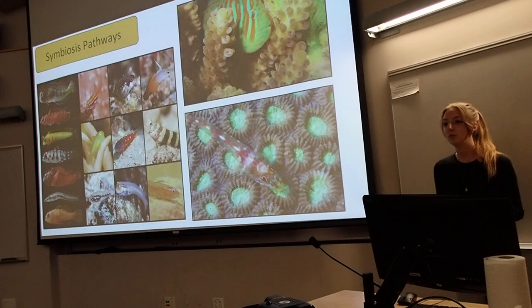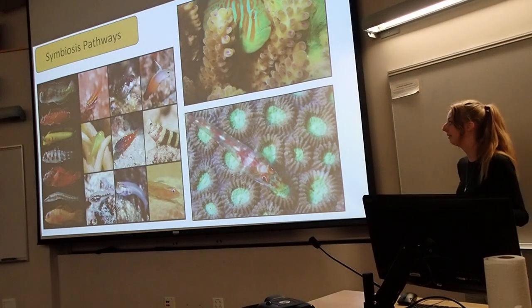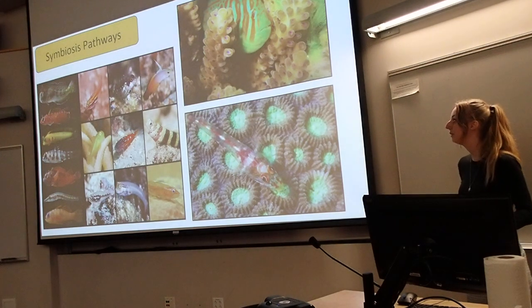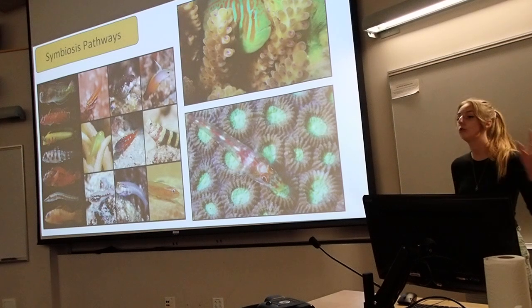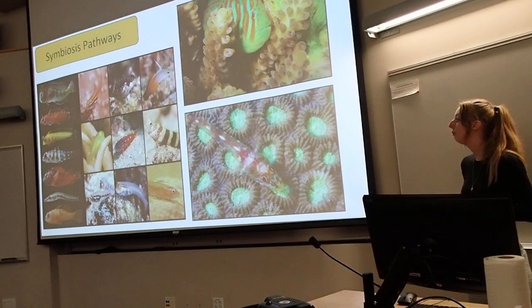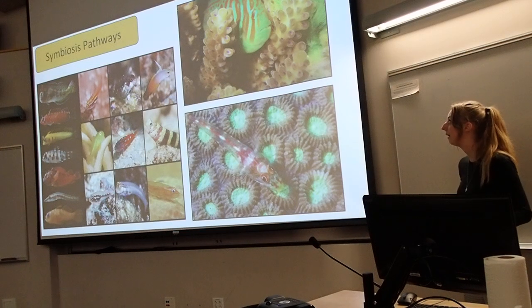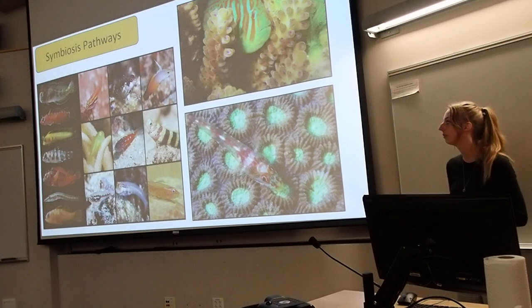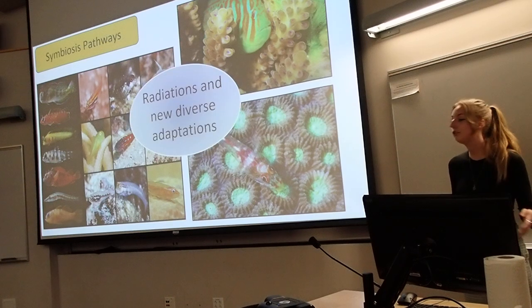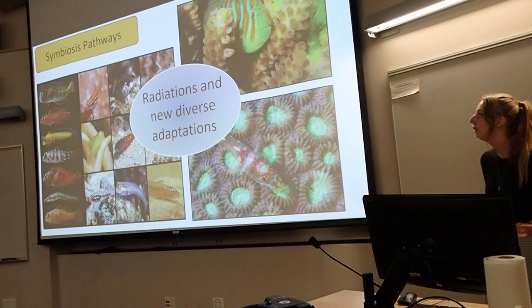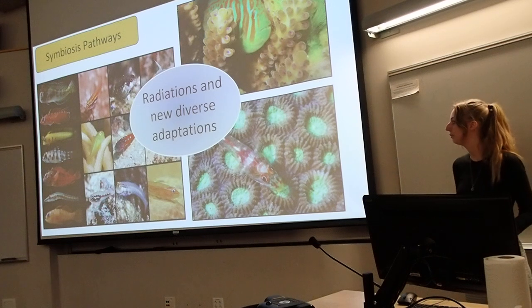So going back to symbiosis, there's two main things that can happen. The first, as we see from these pictures here, is a huge array of diversity. You can be any body shape, any color, you can have different morphology, you can have these really interesting different types of habitats like in these corals. So with more radiations and new diverse adaptations, we get huge diversity with these fish.